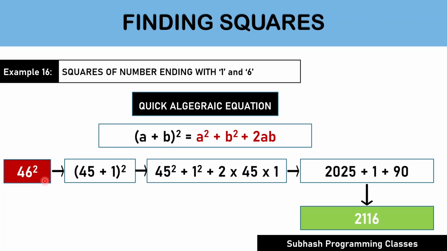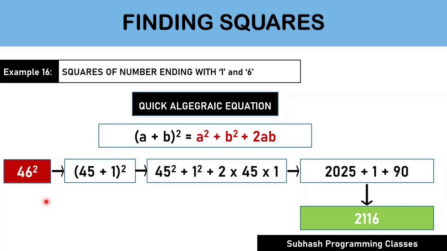Similarly, 46 square can be written as 45 plus 1 the whole square, and by applying the equation, this becomes 45 square plus 1 square plus 2 multiplied by 45 multiplied by 1, which will result in 2025 plus 1 plus 90, and this gives the final answer as 2116, which is the actual answer for 46 square.